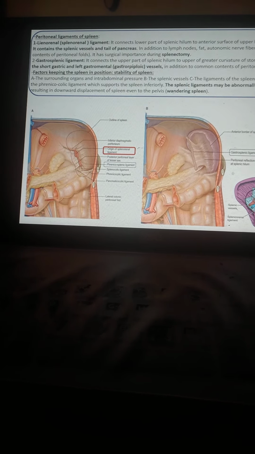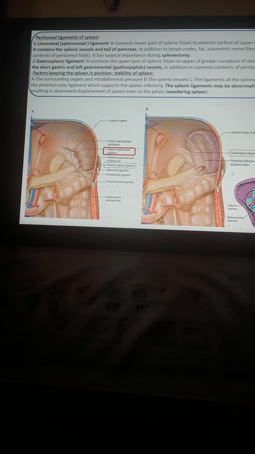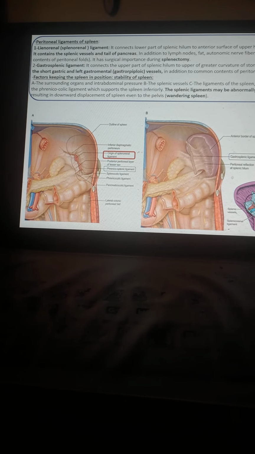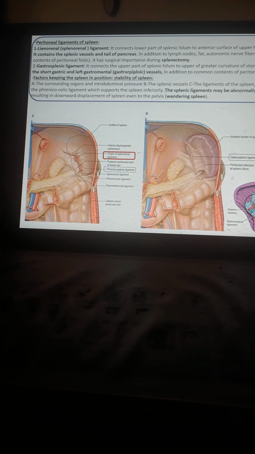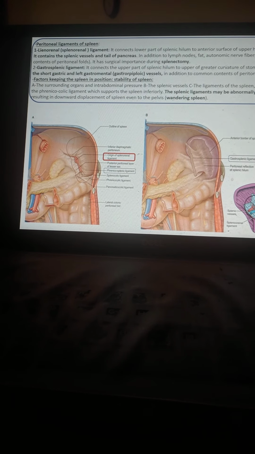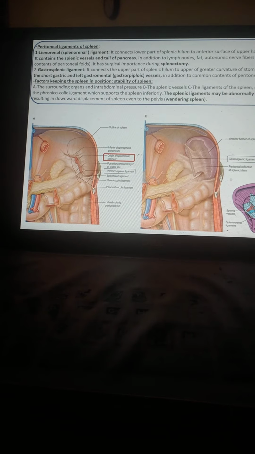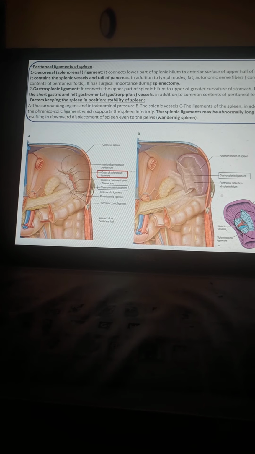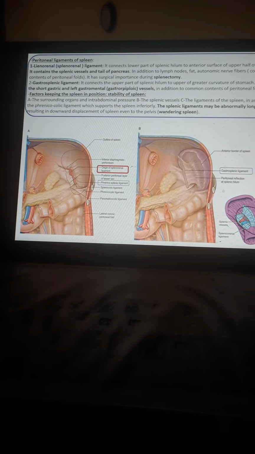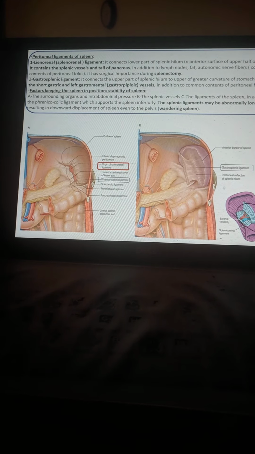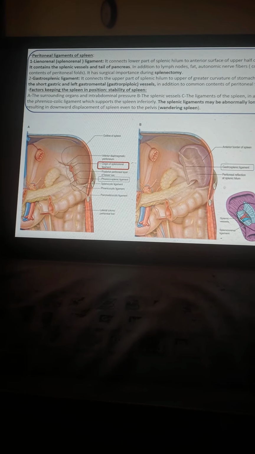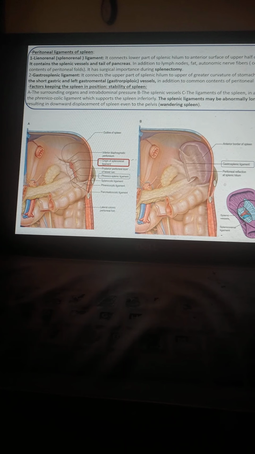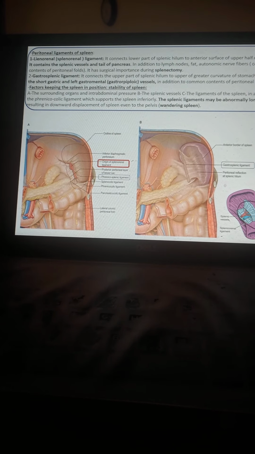There is also another ligament, but it's not attached to the hilum of the spleen. This ligament is called the phrenicocolic ligament. It is related to the left colic flexure, and it supports the spleen from below. So it prevents downward displacement of the spleen. This is regarding the ligaments.